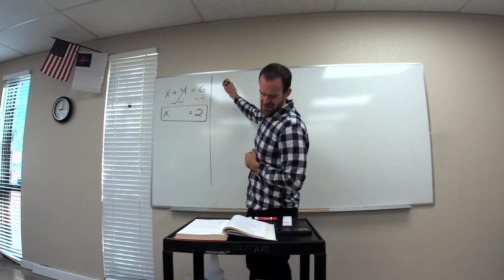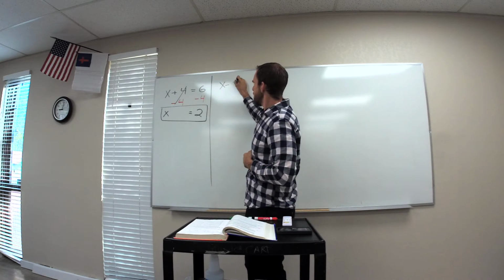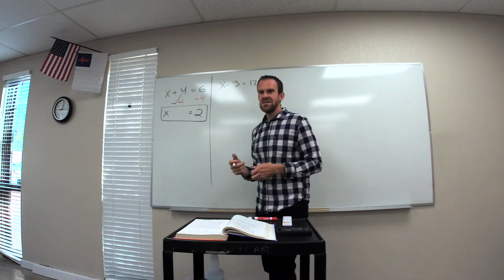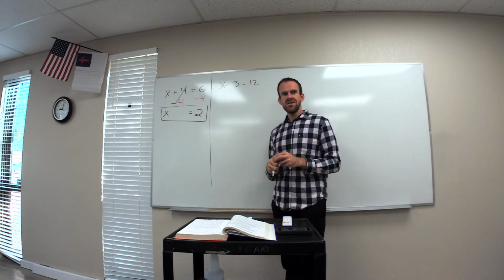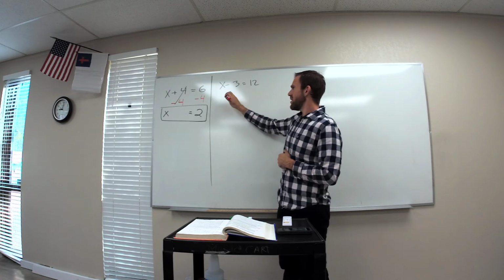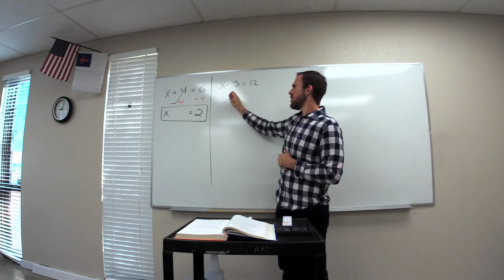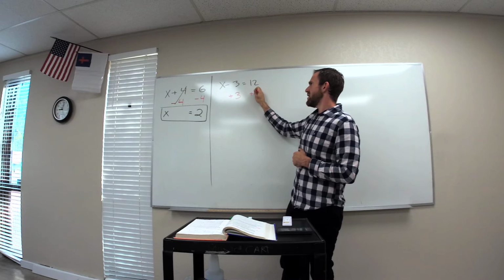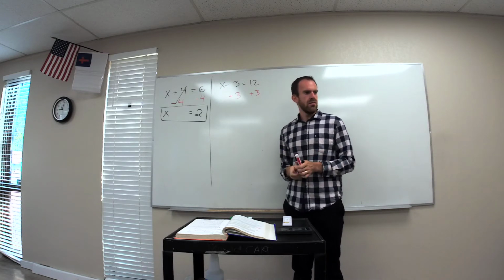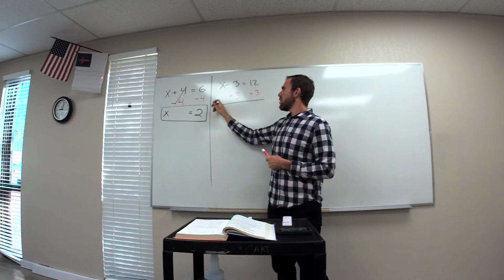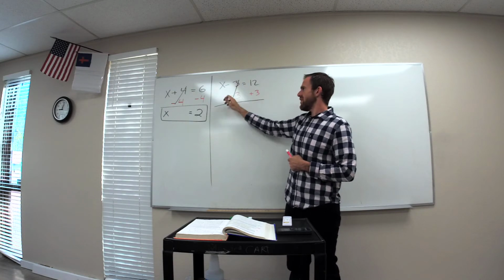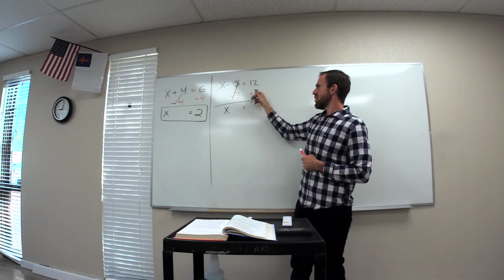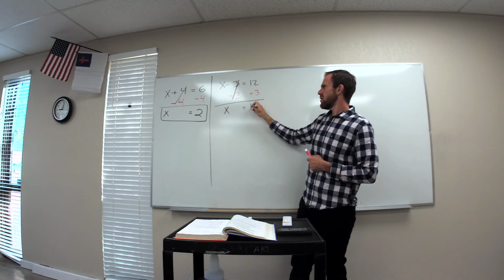Okay, let's do this one. X minus 3 equals 12. Okay, what's the opposite of subtraction? Addition. So since I subtracted 3 here, I'm going to add 3 to both sides. What do I have? Negative 3 plus 3 is 0. So I have x on this side equals 12 plus 3, which is 15.